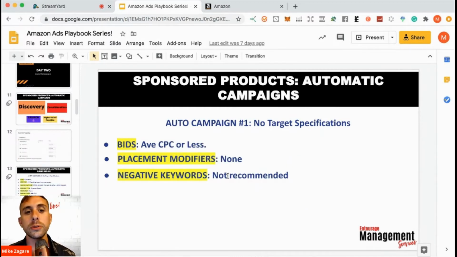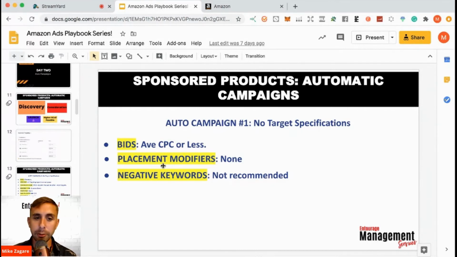Bids, you can use the average cost per click or slightly less. So if you have data about your products from previous campaigns, you can look at the average cost per click for that SKU and use that as your automatic campaign bid, or you can just set it slightly less or use Amazon's suggested, or start a little bit lower and then work your way up. There's multiple options here. There is no specific perfect science, but there you go. Placement modifiers, no, we're not going to use any for this. You can adjust that over time, but for the beginning of the campaign, no, you're not going to use that.